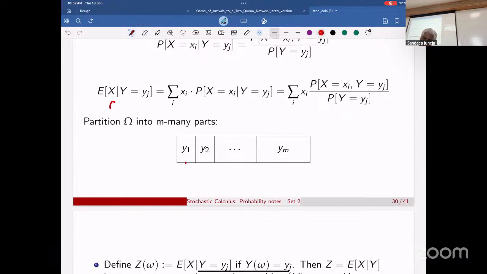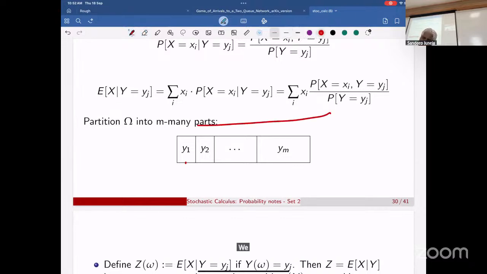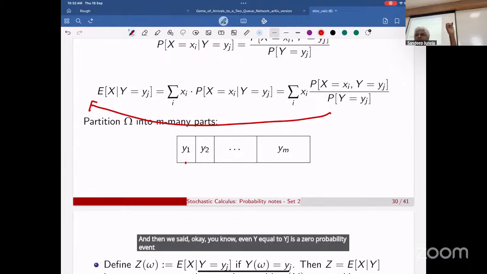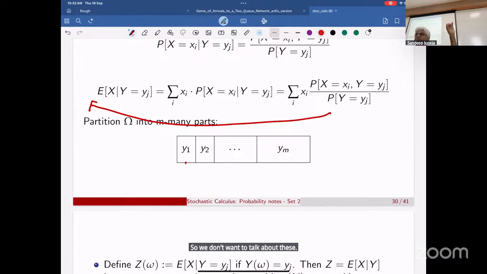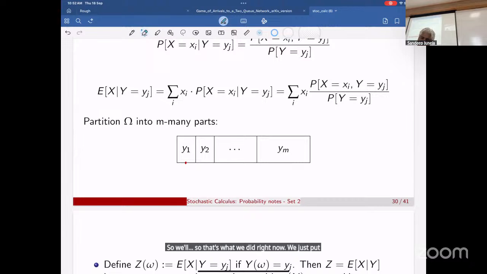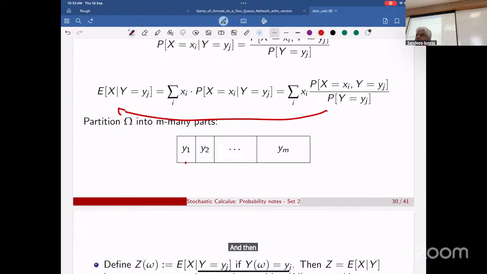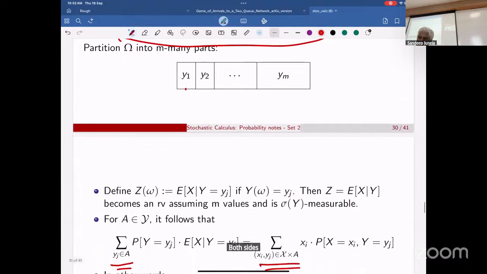So we're moving the probability that y equals yj to the other side. Yes, we moved it here. And then we said, okay, y equal to yj is often a 0 probability event, so we don't want to talk about these. Let's just talk about summations of these. The summations will become integrals. Those things make sense when the individual events are 0 probability events. So that's what we did right now. We brought this quantity here, and then we summed over yj, both sides. And we get the following equation.